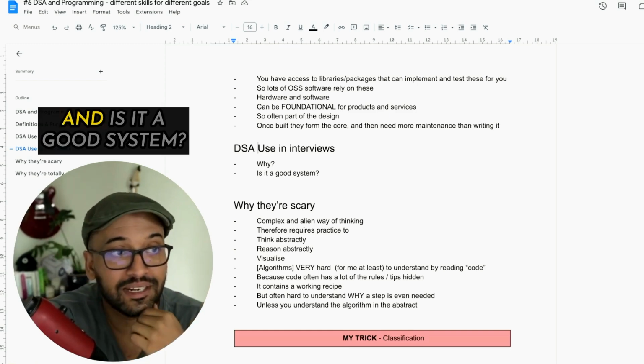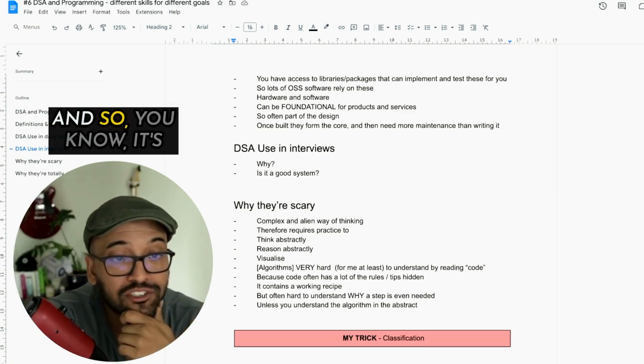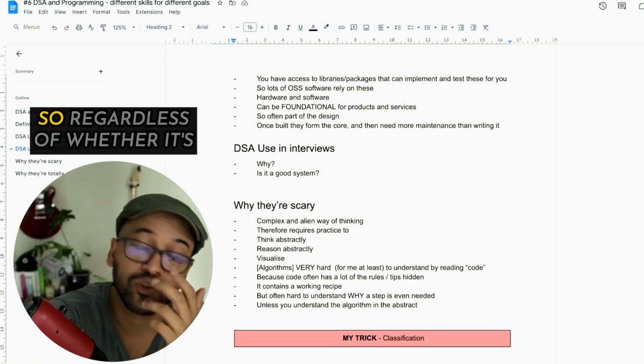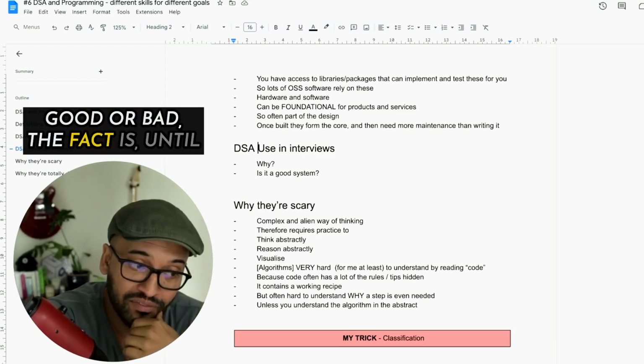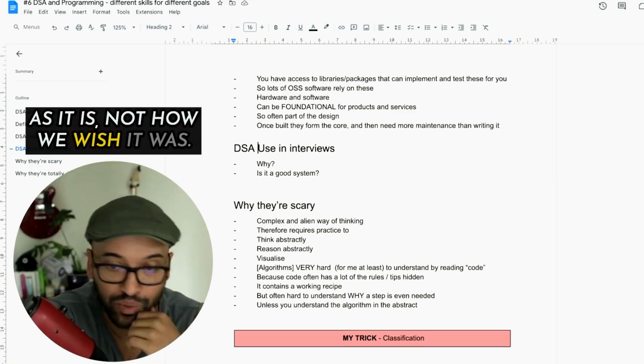It's filtering. And is it a good system? The jury's out on it. We don't know of a better one. And so, it's what we got. So regardless of whether it's good or bad, the fact is until we find a better one, we just have to work to reality as it is, not how we wish it was.